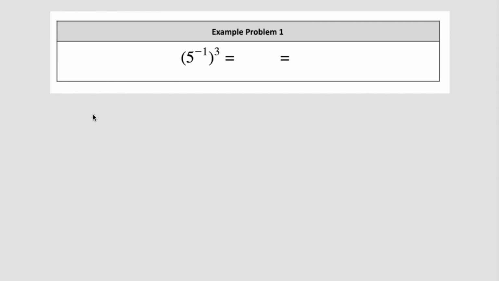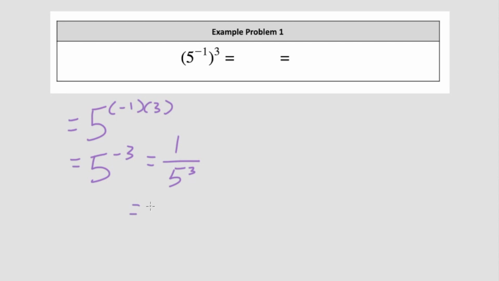Well, I first noticed that you're just taking powers of powers here. So I'm going to take the minus 1 and the power of 3 and multiply them together. So this whole thing becomes 5 to the power of negative 1 times 3. You know then that negative 1 times 3 is equal to negative 3. So 5 to the power of negative 3 becomes 1 over 5 to the power of 3.